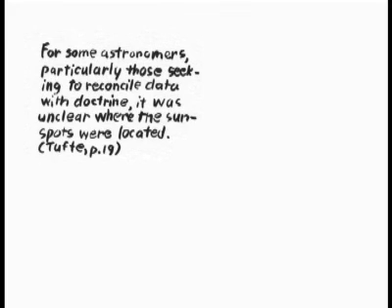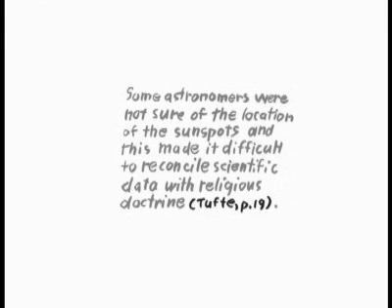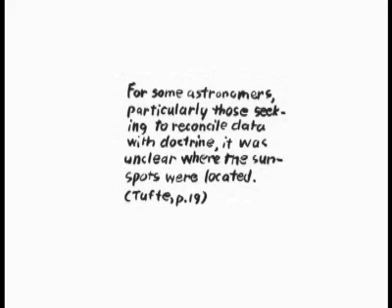For example, if the source material says, "For some astronomers, particularly those seeking to reconcile data with doctrine, it was unclear where the sunspots were located," by Tuft on page 19, and you write, "Some astronomers were not sure of the location of the sunspots, and this made it difficult to reconcile scientific data with religious doctrine," this is a paraphrase of the original. You will still have to cite where you got the information from. Your citation would look something like this.